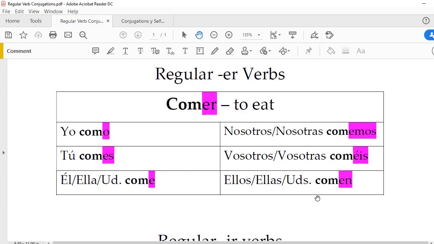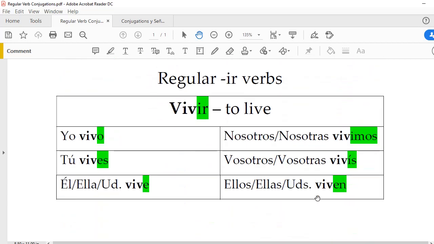And the last verb that we have on this sheet is vivir. It's an IR verb, everybody. Vivir. Vivir means to live. And so again, we have our endings highlighted in green and the body of the verb bolded. I live is yo vivo. O is our ending. You live is tú vives. ES is our ending. Él vive, he lives. Ella vive, she lives. Usted vive, you, sir or ma'am, you live. Just the letter E is our ending.